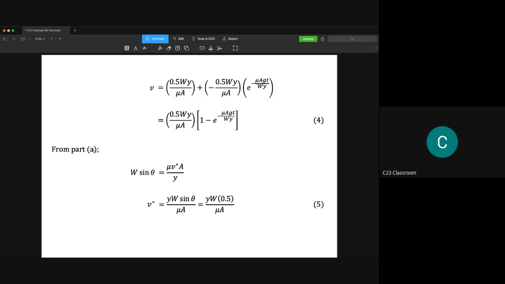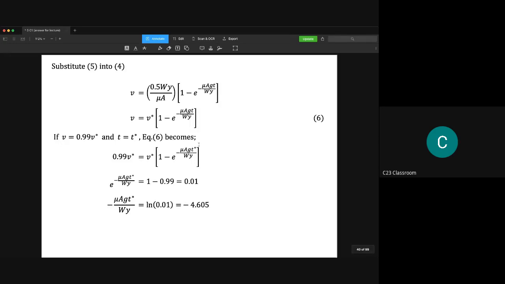And from part A, we know that w sine theta is equal to mu du/dy over a. Okay, because tau is equal to a and tau is equal to mu du/dy, and we know that u is the terminal velocity and y is the gap of the film thickness. And then if we rearrange this equation, we could get this relation.